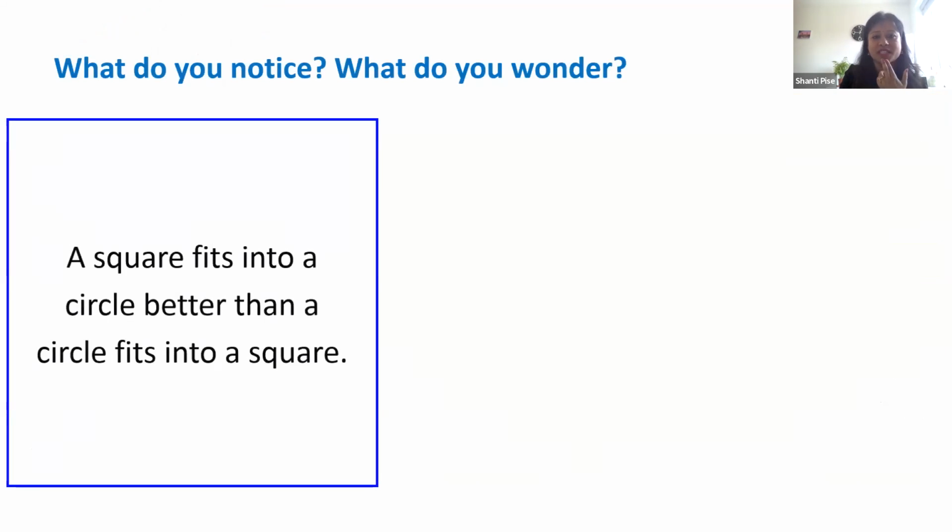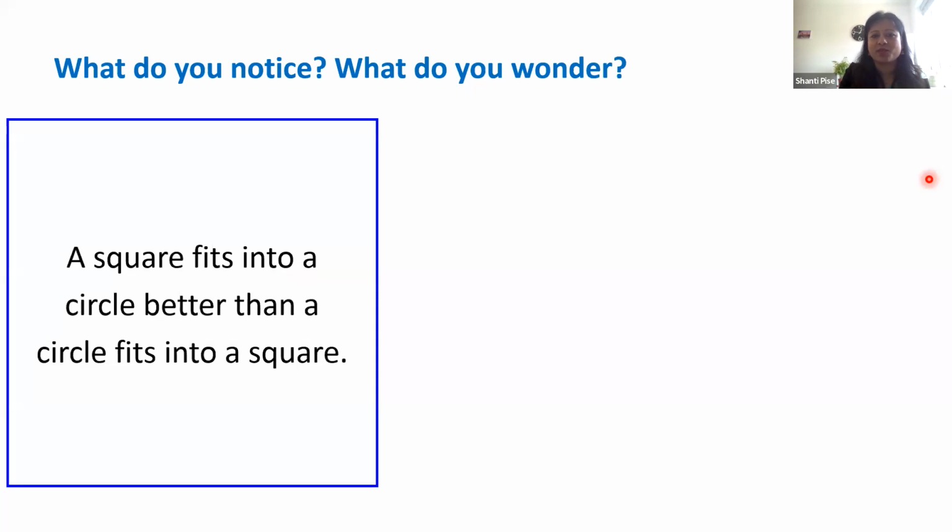But I want to go into this. One of the questions: a square fits into a circle better than a circle fits into a square. What do you notice? What do you wonder? Yes, Mangal ji, आपने correct बोला है कि understand the thought process of the person answering. It is correct. How can we understand the thought process? That is really important.